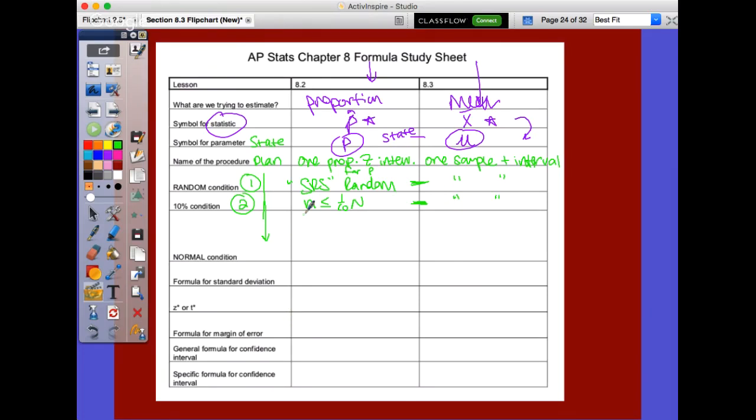As far as the normal condition goes, the proportion world uses the law of large numbers. Very good. Which states that n times p is greater than or equal to 10, and n times 1 minus p is greater than or equal to 10. Okay? Now, over on this side, this is more of the complicated thing, so I'm going to write this in red, kind of a little bold over here.